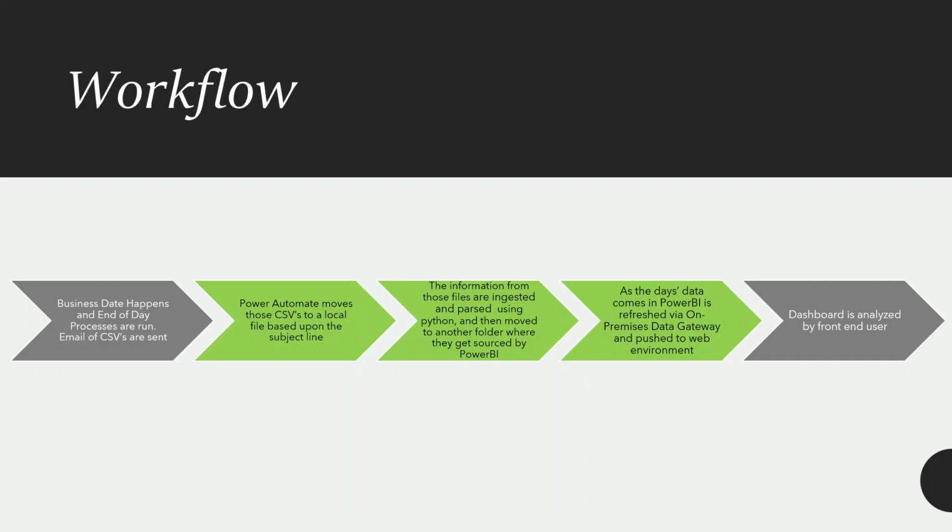All right, so how am I doing this? The business day happens and end-of-day processes are run and email of those CSVs are sent. I just triggered that right before this presentation. Power Automate is going to move those CSVs to a local file, and then using a couple of different Python libraries, the information is ingested and parsed, the data is cleaned, calculations are performed. Using the OS and glob libraries, I was reading in entire folders, performing those calculations and cleaning, and then concatenating those files together and appending a larger file in a different folder, all in a timed manner. And as that was happening, Power BI is refreshed via an on-premises data gateway to get pushed to the web environment for that front-end user.